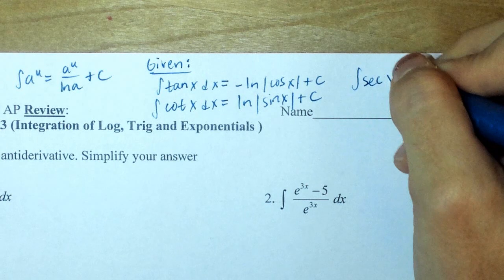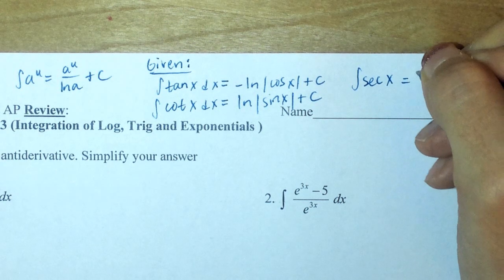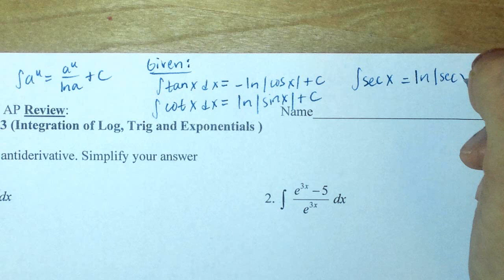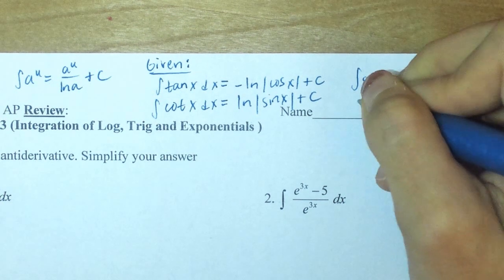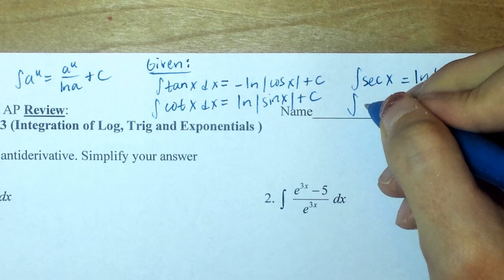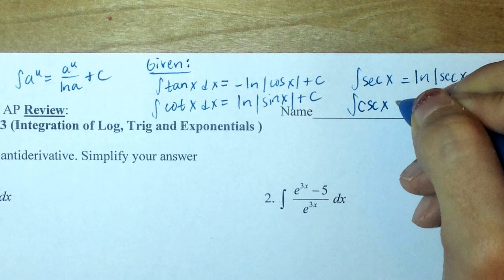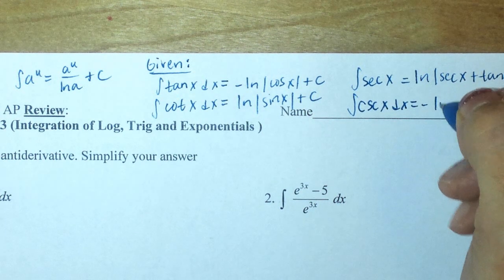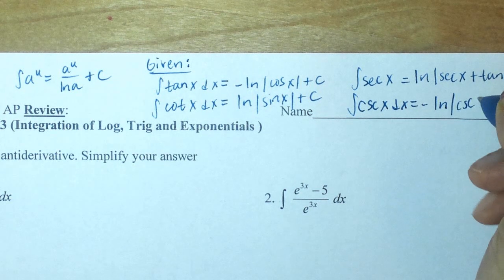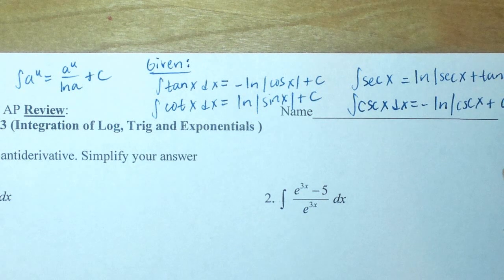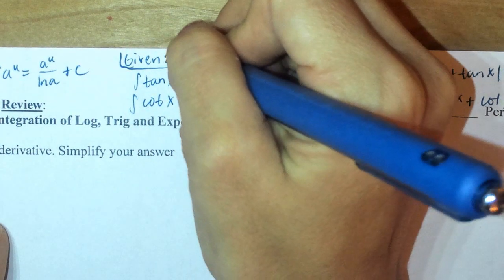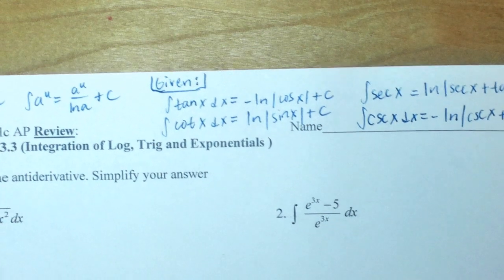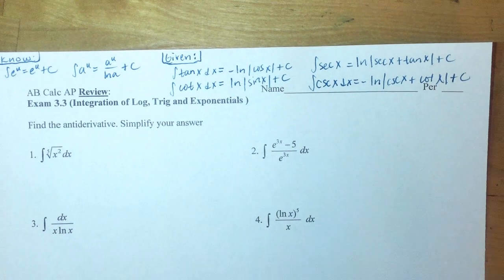Integral of secant of x equals ln secant plus tangent plus c. And I'll probably have them just on the Promethean board for you guys. So cosecant of x dx equals negative ln cosecant of x plus cotangent of x plus c. So these are the ones that I will give to you. I'm not going to make you guys memorize. Just make sure you guys know these along with the integral rules from last time.